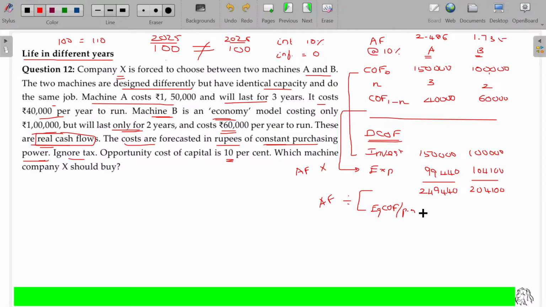1 lakh 338. For the next one, 2,04,100 divided by 1.735. This value being 1,17,637. Now you can choose based on the lowest amount you spend. This one will be chosen. This is not chosen. So you have to find out the net present value as usual. Thereafter, as the lives are different, you have to find out the equivalent cash outflow per year. For that, net present value should be divided by annuity factor.